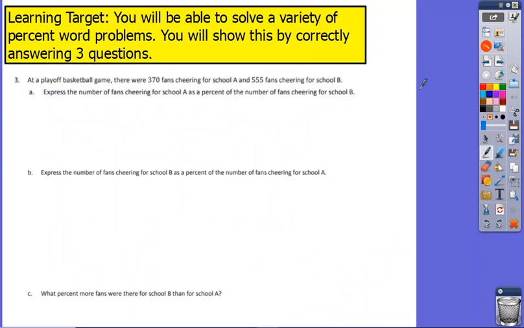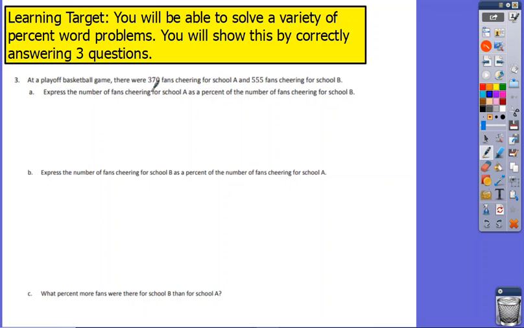At a playoff basketball game, there were 370 fans cheering for School A and 555 fans cheering for School B. Express the number of fans cheering for School A as a percent of the number of fans cheering for School B. So what I'm going to do, like we did on our second day, I believe it was, is make this into an is-of sentence.